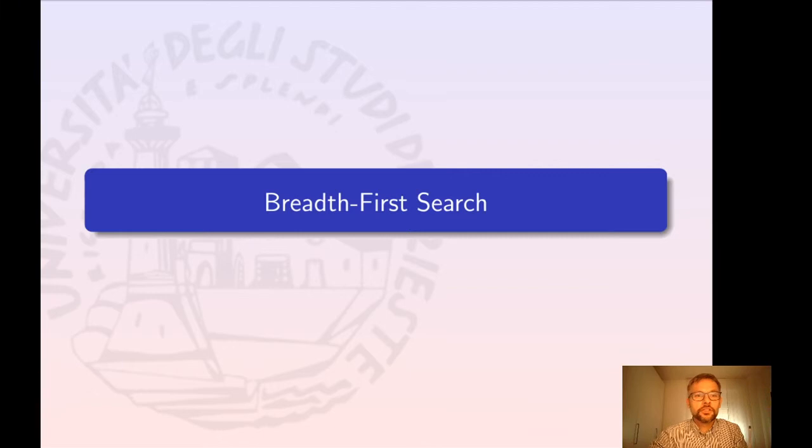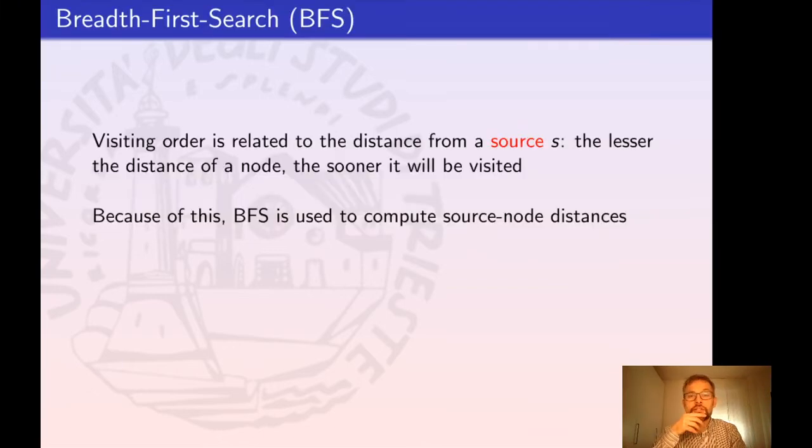However, so far so good, I think. Let's see BFS, so breadth first search. The idea is to relate in some sense the visiting order to the distance from the source. The lesser the distance from the source, the sooner the node will be visited. Because of this behavior, BFS is also used to compute the source node distances.